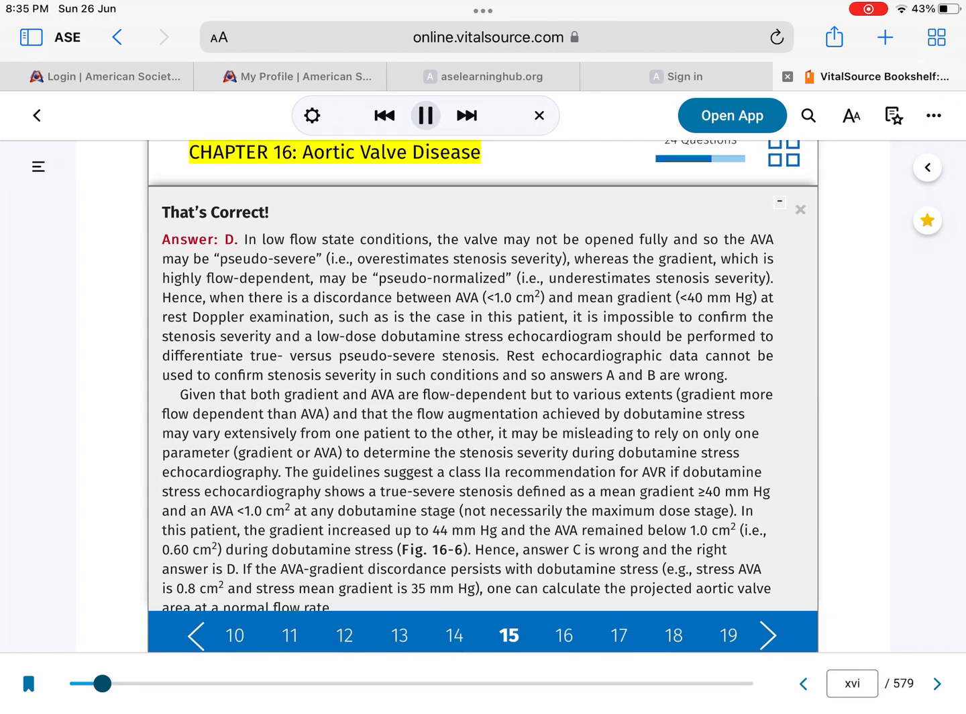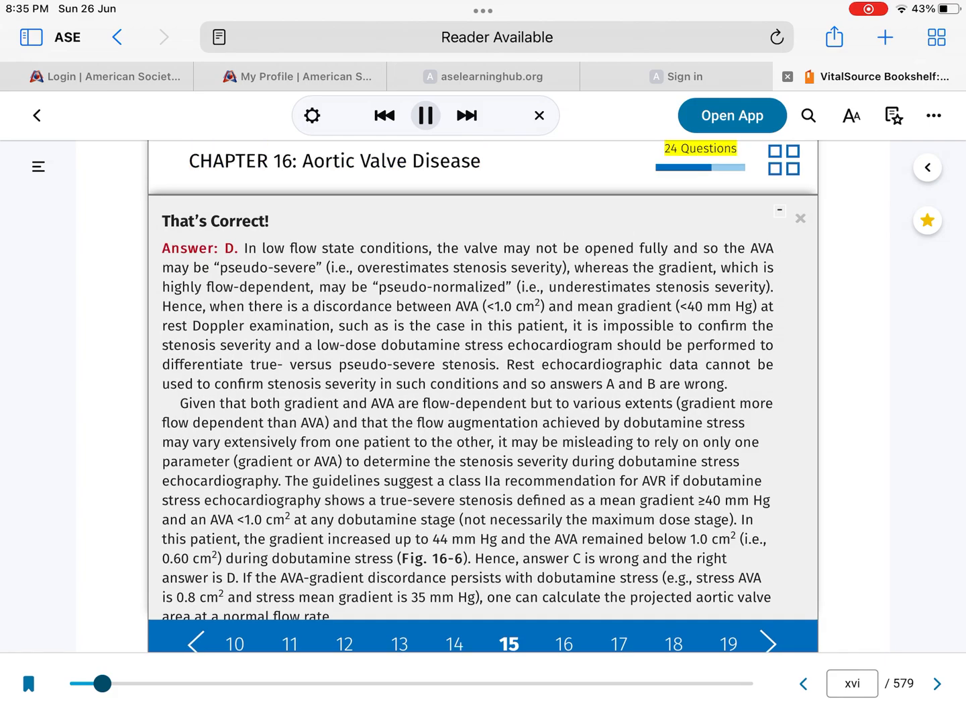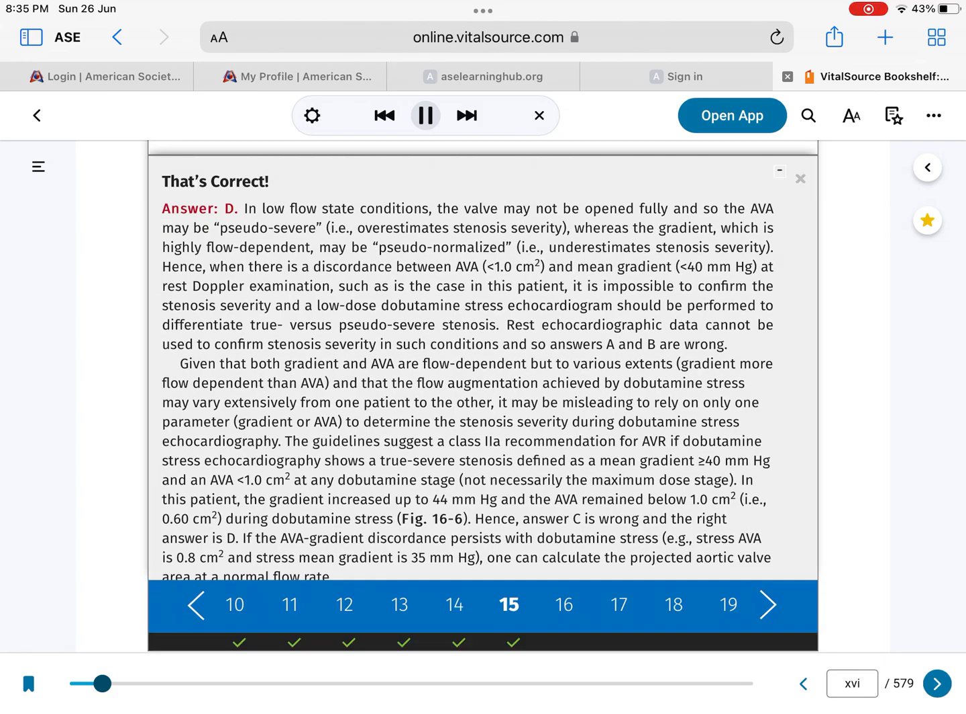Chapter 16. Aortic valve disease. 24 questions. Case 2. A 72-year-old man with a history of hypertension, previous myocardial infarction, coronary artery bypass graft surgery 12 years ago, and congestive heart failure is admitted to the hospital for worsening heart failure symptoms.